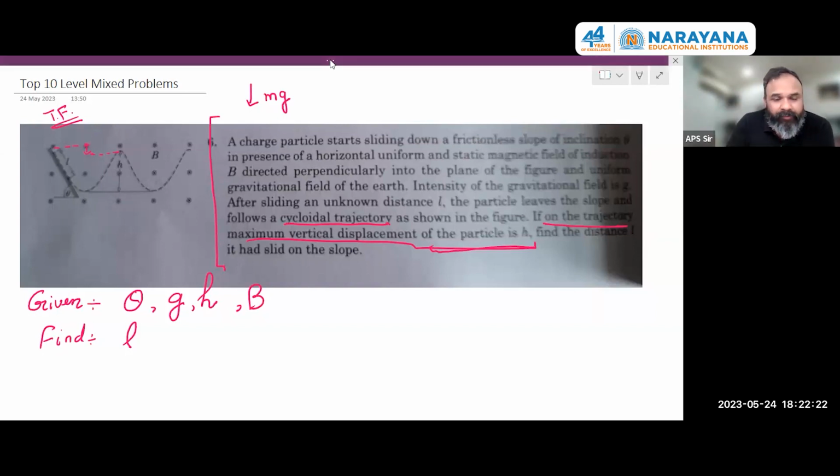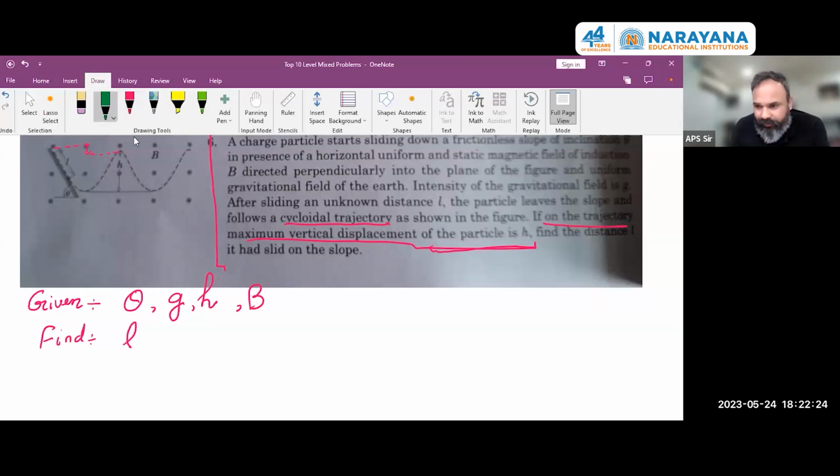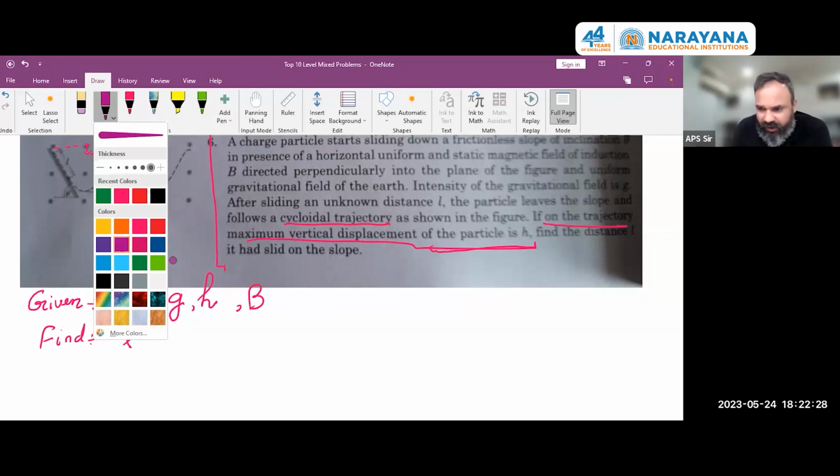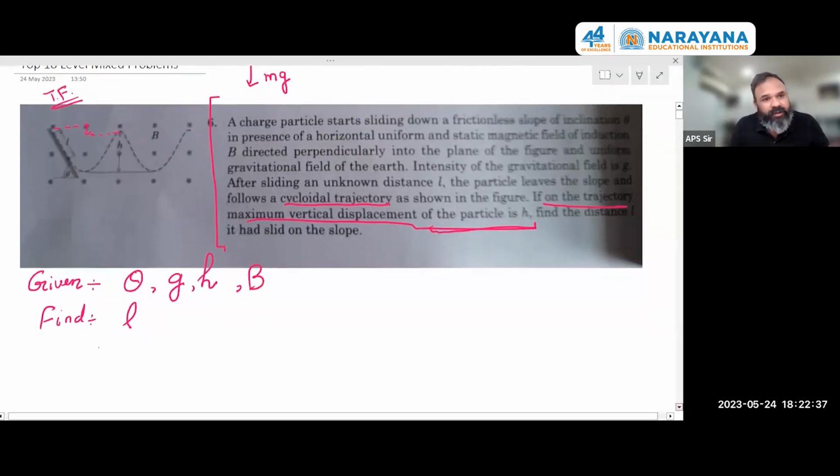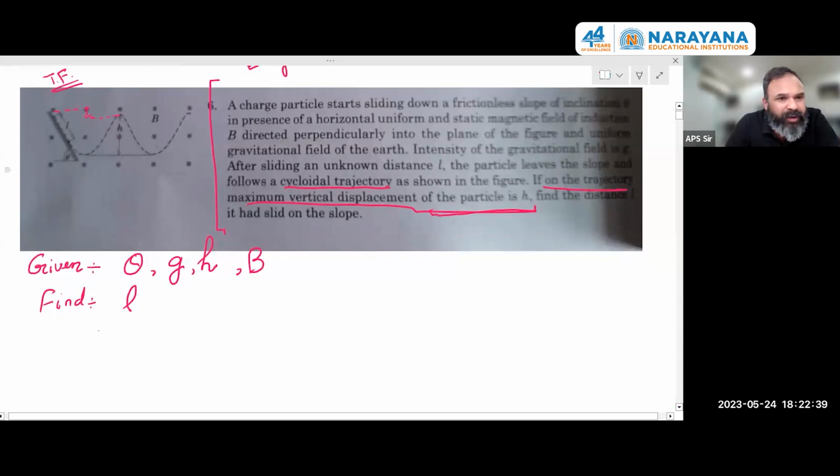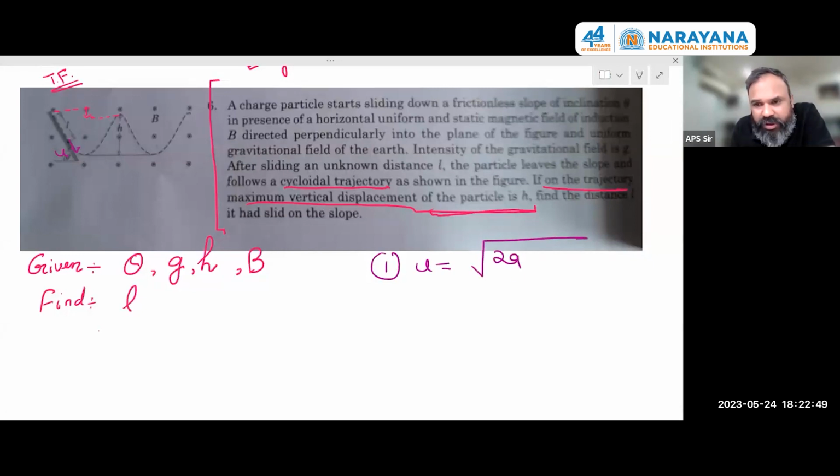Okay. Now let's come to the question. Let me start the basic solution for that. So what are the forces when he started? Initial motion is very simple. He started from rest. Magnetic forces can't do any work. So when he leaves this point, he will have some velocity u. So let me write my first equation. u will be equal to root of 2g sin theta multiplied by L.